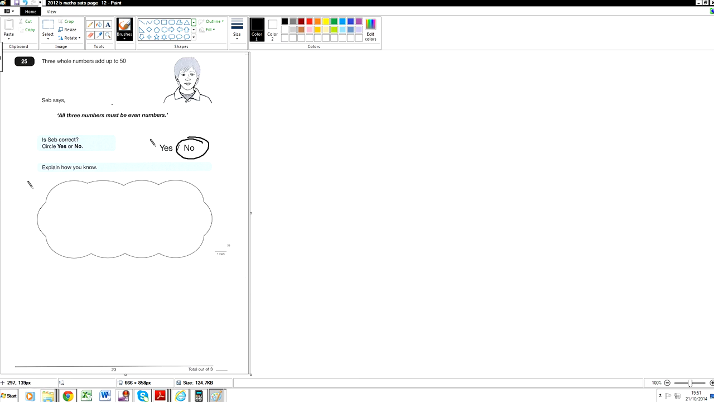Now we explain why it is no. Go on then, Zainab, explain to us. It can't. So give me an example. So for example, Seb says all 3 numbers must be even. So we could start off with 46. How much more do we need to add to make 50? 4. And we could add that as a 1 and a 3. So now are they all even numbers? No. So that's an example. This one here is even, this one here is odd, and this one here is odd. And he says it's going to be all even. So that's just one example. You could give so many different examples why he's wrong.